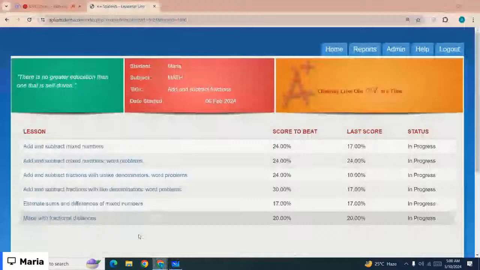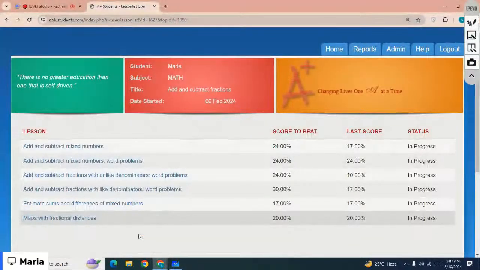Here I am on grade 6 maths. Let's start with the first lesson, that is add, subtract mixed numbers. So let's start with the lesson.